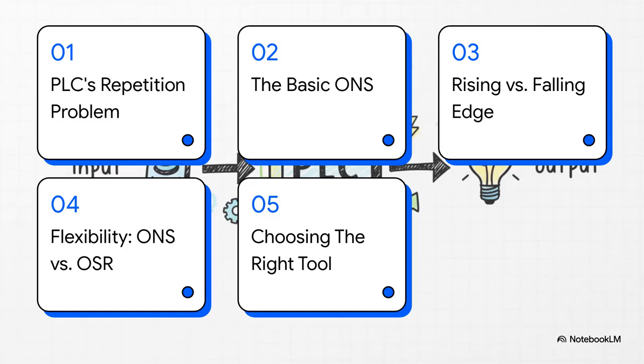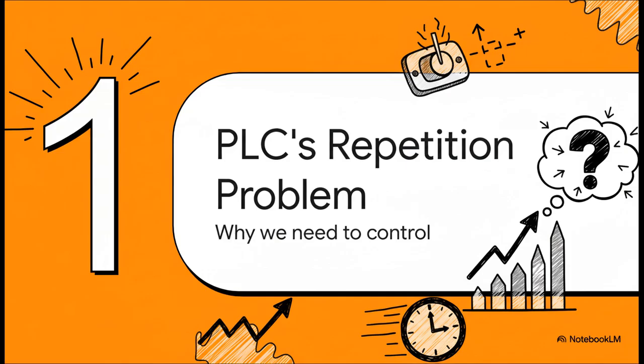All right, so here's our game plan for today. First, we're going to really nail down this repetition problem. Then, we'll introduce our foundational tool, the ONS. From there, we'll explore its opposite by looking at rising versus falling edges. And then we're going to unlock some real power by comparing the ONS to the much more flexible OSR. And finally, we'll put it all together so you'll always know which tool to grab for the job. So let's really dig into this.